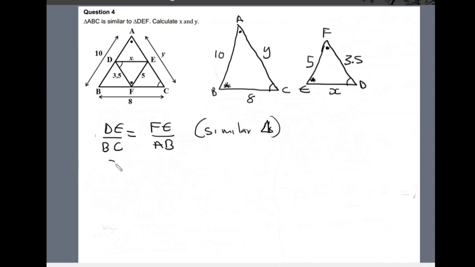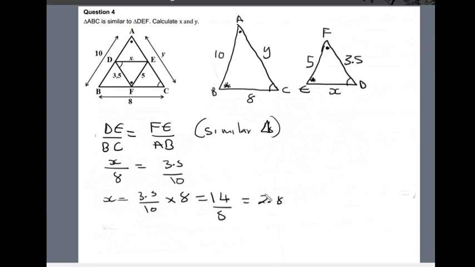So DE is x, BC is 8, and then FE is 3.5, and then AB is 10. So x will be equal to 3.5 divided by 10 times 8. On your calculator, if you say 3.5 divided by 10 times 8, this will be equal to 14 over 5, or 2.8. So that is x, right?